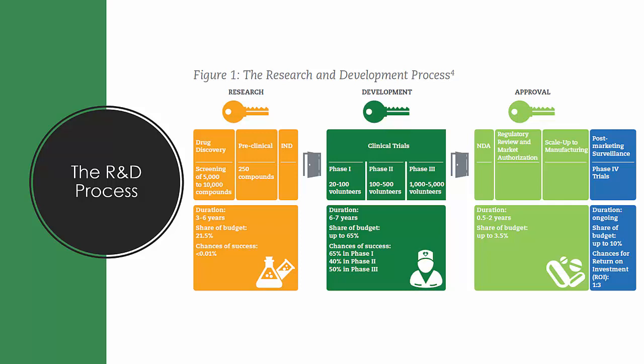It sometimes also involves the use and testing of animals, but that is increasingly rare and increasingly not the case because of the ethical concerns raised by testing on animals. And so we're increasingly seeing that being phased out. New technologies are being introduced to replace the animal testing, and they're relying more on cultures, biological cultures and so on. The duration of this process can be anywhere from 3 to 6 years on average. The share of the budget which is spent on this research phase, which is the preclinical phase, is about 21.5%.